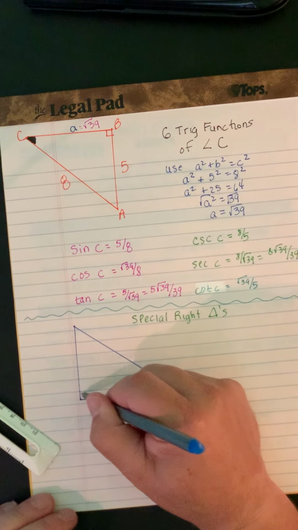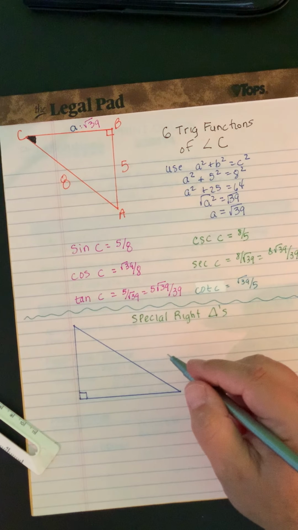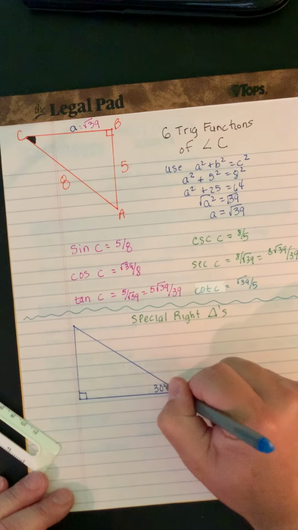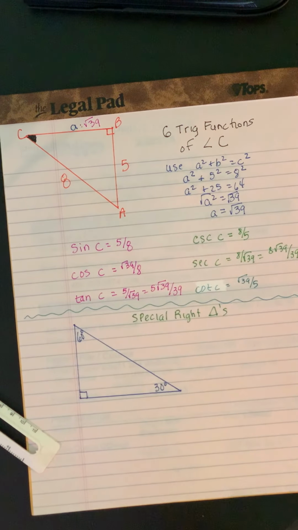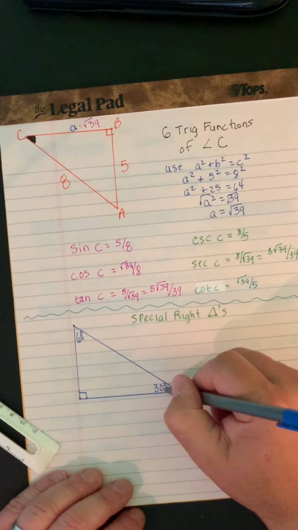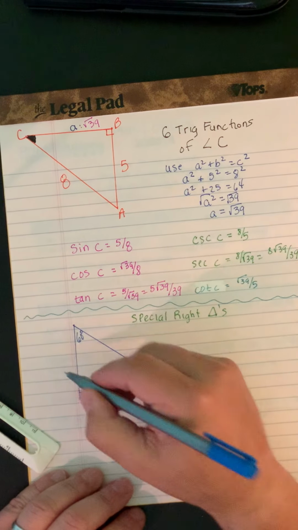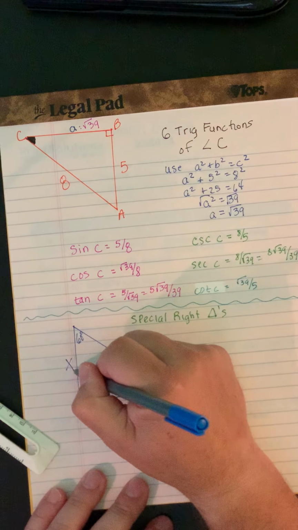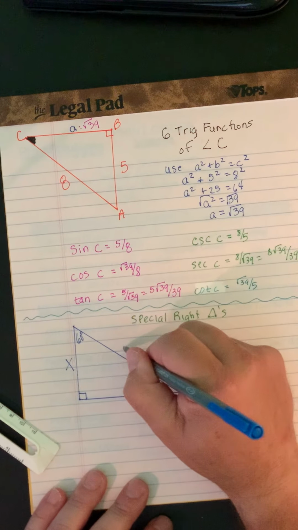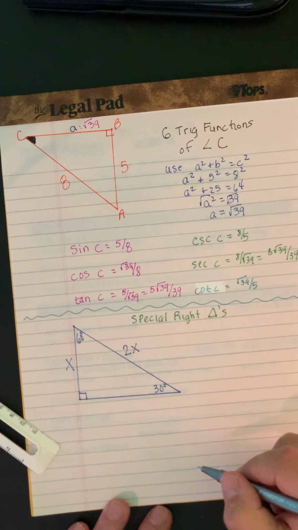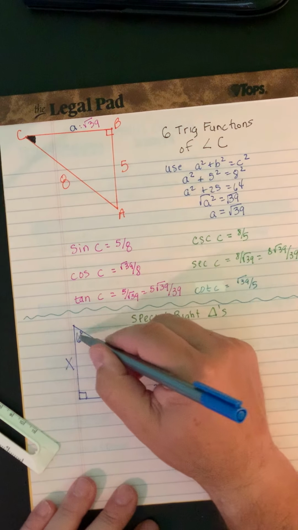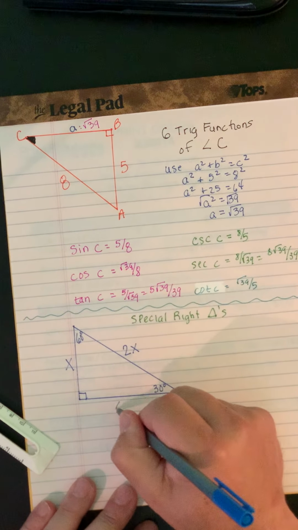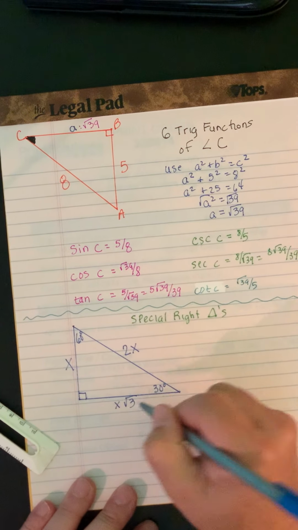All right, got a right triangle, right angle. We got our 30 degrees. And we got our 60 degrees. And I don't know if you guys remember these relationships, but if we took our short leg, which would be the opposite 30, your shorter leg's always opposite that, and we call that x, the hypotenuse was always 2 times as big, and then the long leg, opposite the 60, was radical 3 times bigger than the short leg, okay?